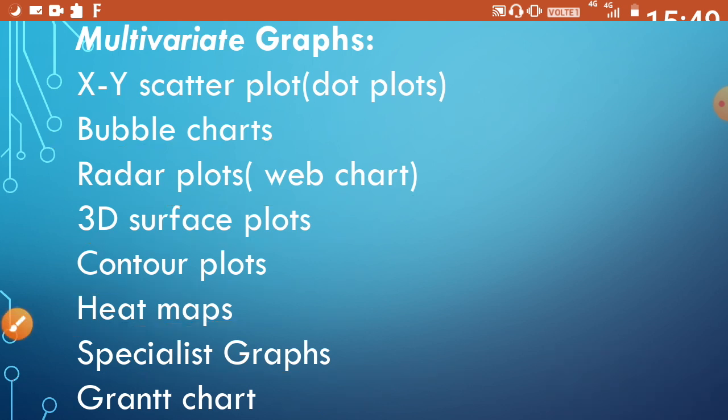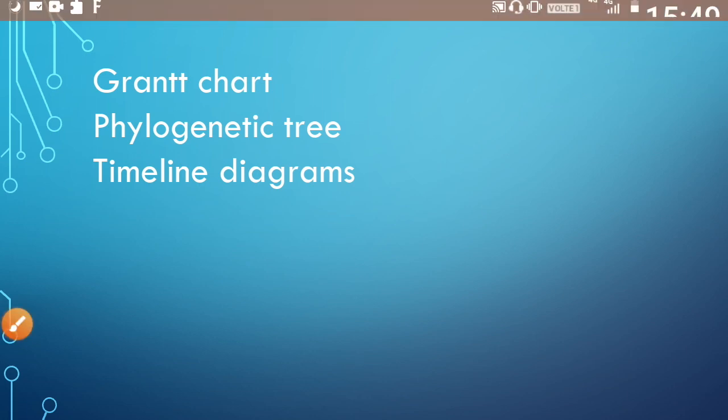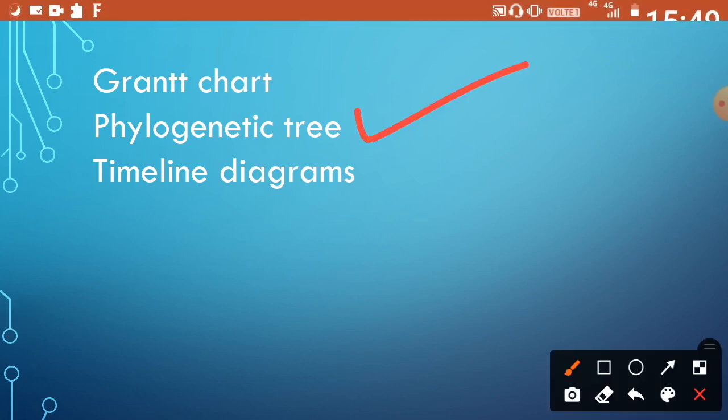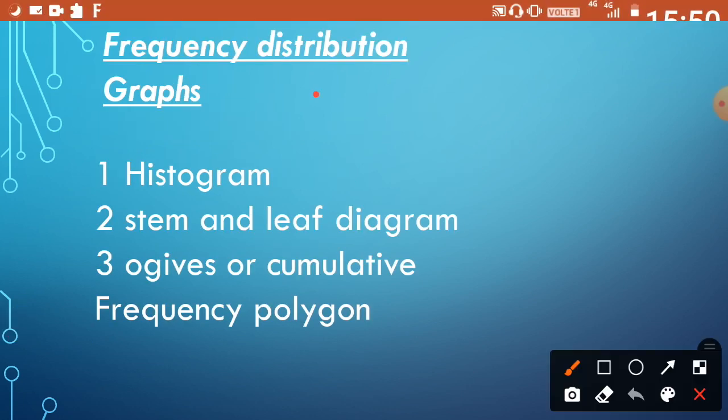So let's see. Oh my god, multivariate graph doesn't end there. It also contains your phylogenetic tree and then your timeline diagrams. I have already mentioned the Gantt chart in the previous slide, so I didn't repeat it. So next, frequency distribution graph.